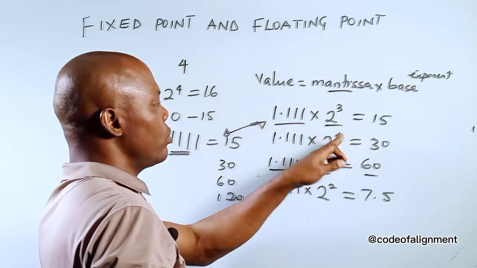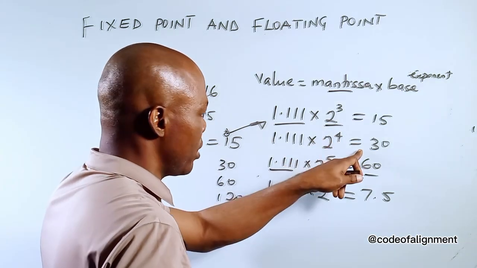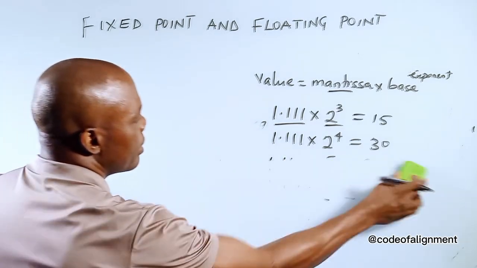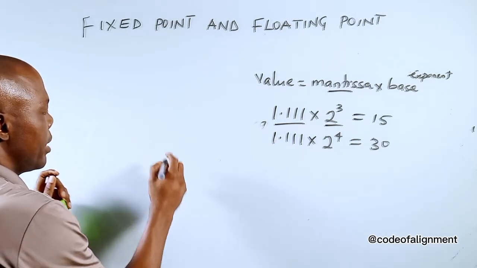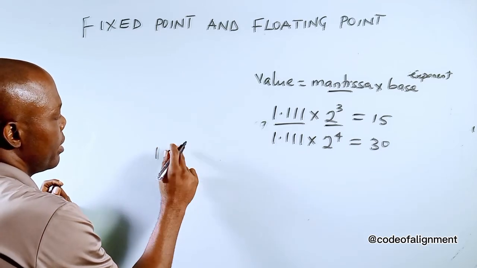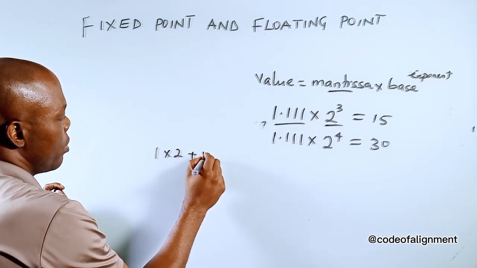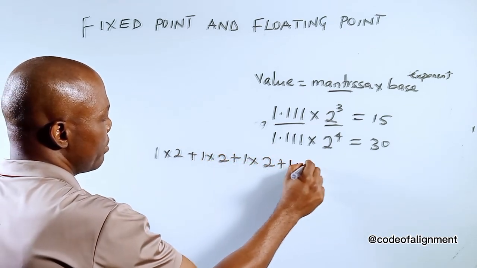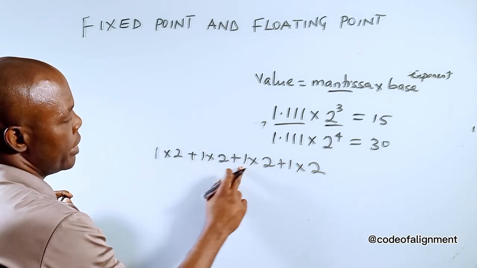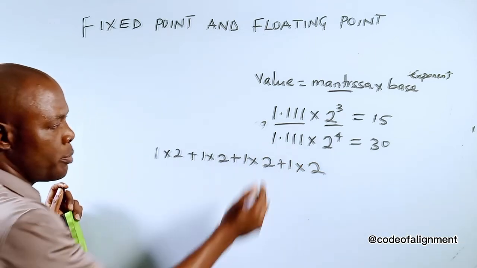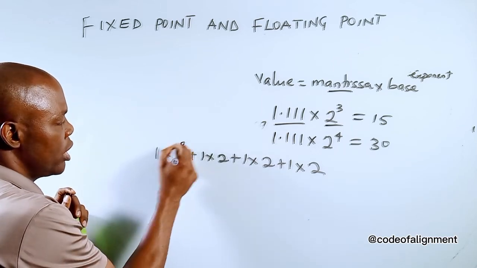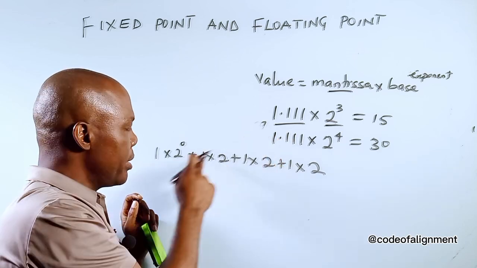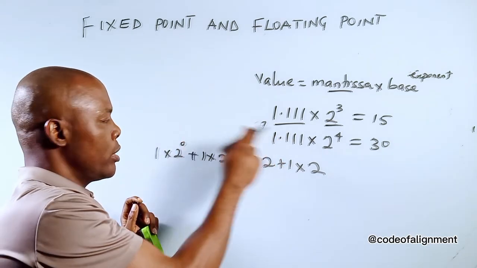Right? If I am to convert, for example, this one, how is it done? That is saying 1 times 2 plus 1 times 2 plus 1 times 2 plus 1 times 2. 1, 2, 3, 4, right? Now, where is my radix point? My radix point is here. So this is the power 0. You know, the radix point also helps you to know where the exponent 0 will be. So this is 0.